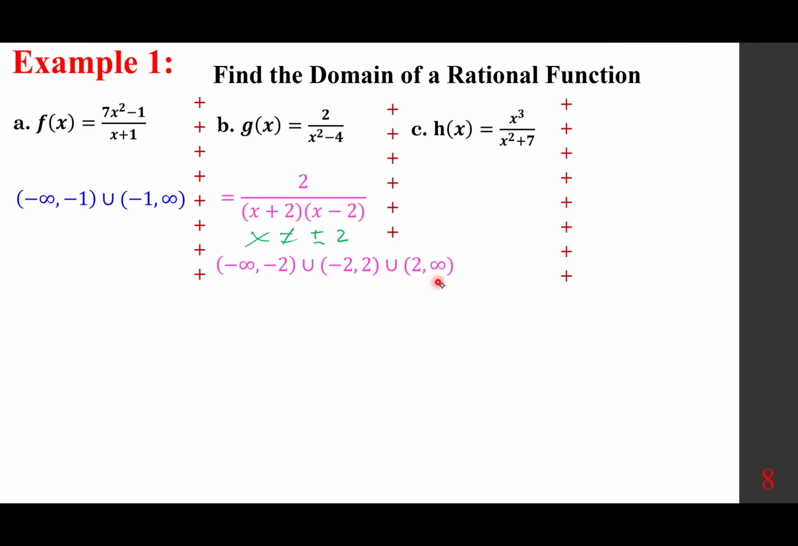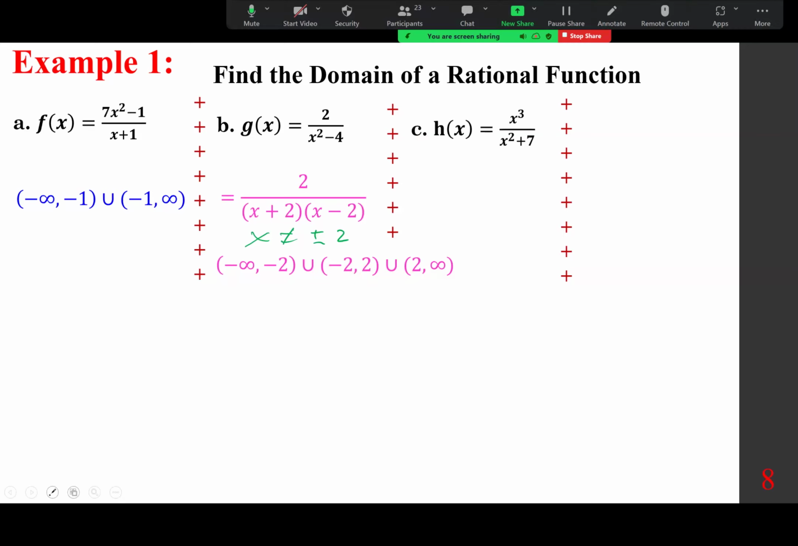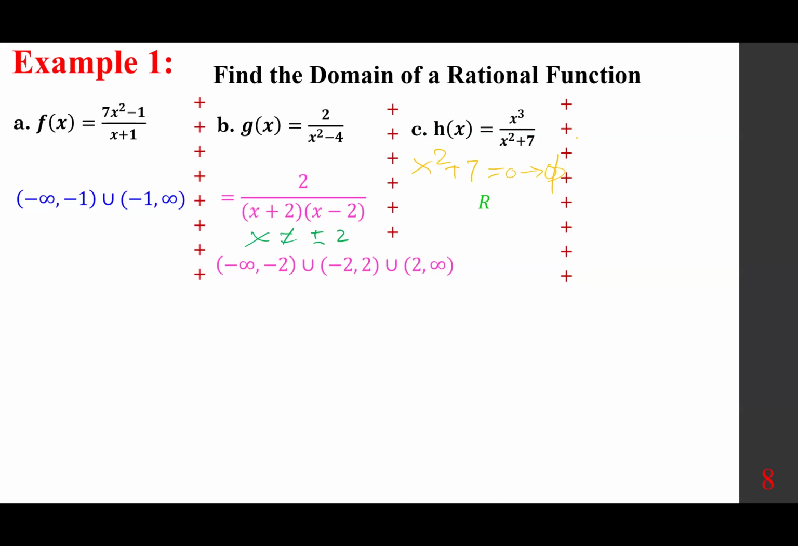H of x equals x cubed over x squared plus 7. If you set x squared plus 7 equal to 0, it gives you no solutions, because x squared plus 7 is always greater than or equal to 7. So what's the domain? All real numbers. There are no restrictions.